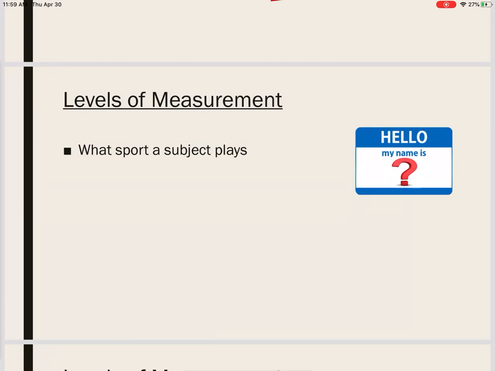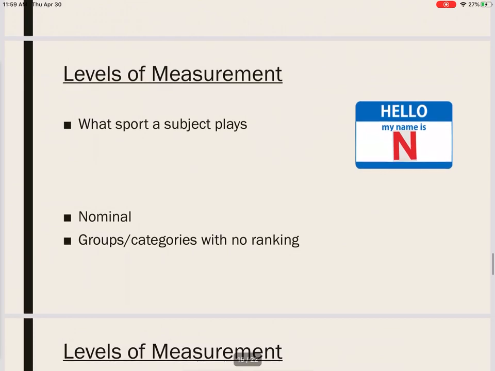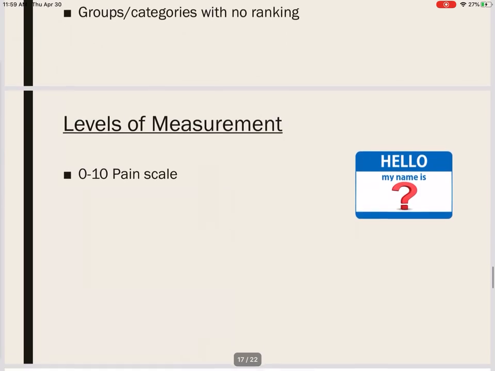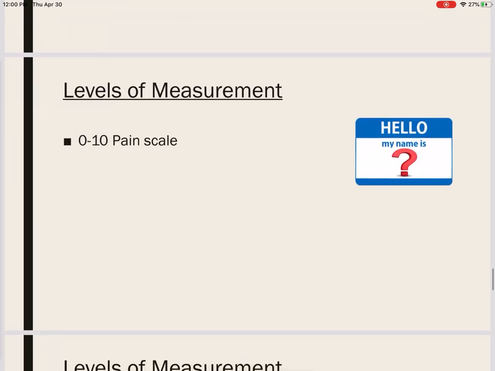All right. What sport a subject plays? Nominal, ordinal, interval, or ratio? Welcome back. This is nominal because there's a group or category with no ranking. They play soccer or they play softball. No ranking. One is not better than the other, despite what some people may say.